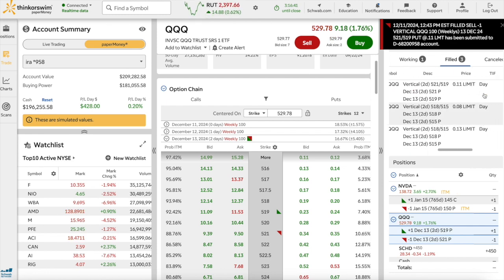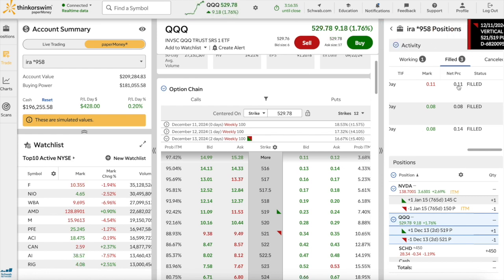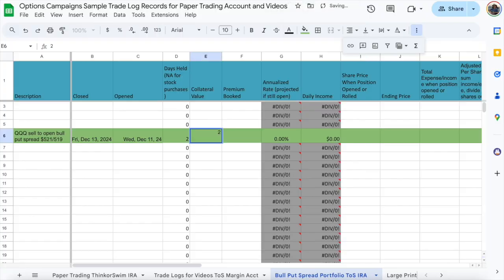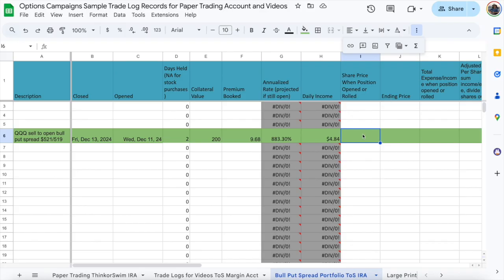And it just filled. I received $11 less trading fees, so then I come to put it on my spreadsheet. My maximum loss is potentially $200, and I booked a premium of $968. And based on this very brief 2-day holding period, that comes out to an 883% annualized return, which is larger than I usually get. Current share price is $529.73.